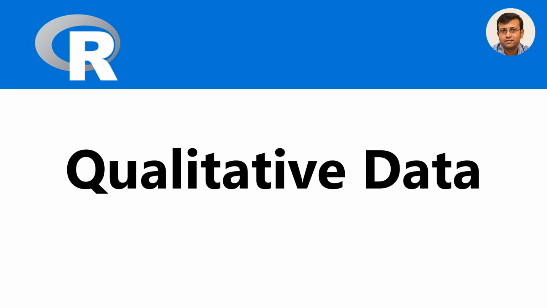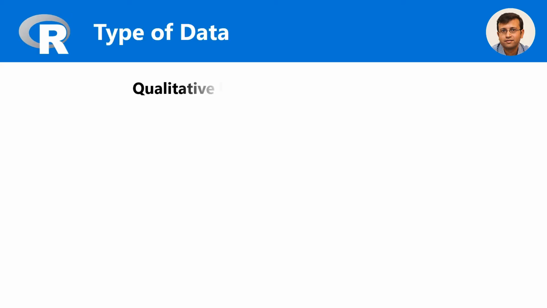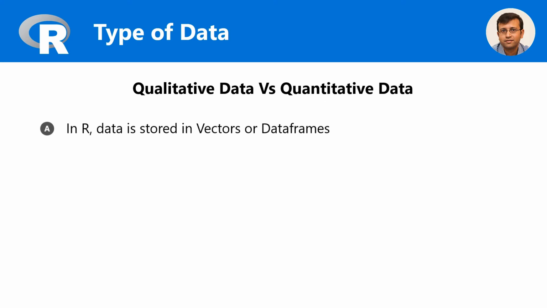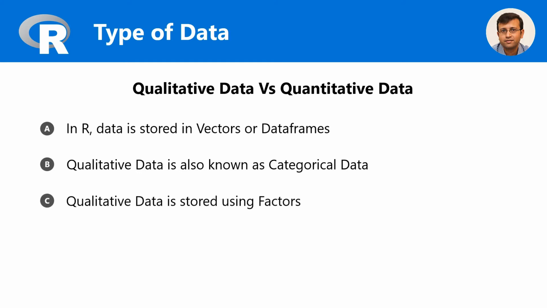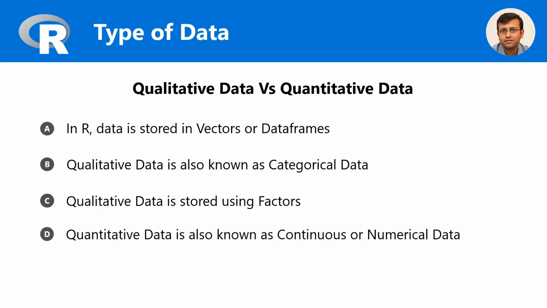In this video, we will talk about qualitative data. In R programming language, data is generally stored as vectors or data frames. Of course, there are several types of data that we might need. The qualitative data, which is also considered as categorical data, can be stored in R programming language using factors. And the quantitative data or continuous or numerical data can be stored in R programming language using numerics.